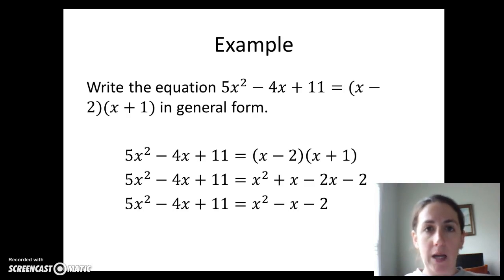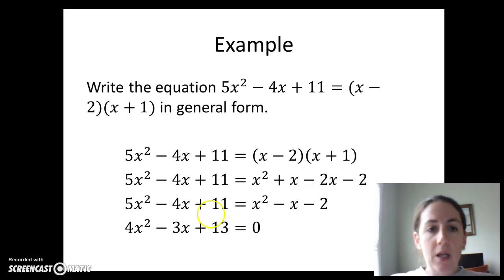But this isn't quite in general form because we need everything on one side of the equal sign. So we need to bring the x squared over by subtracting it, the negative x over by adding it, and the negative 2 over by adding it. And we get 4x squared minus 3x plus 13 equals 0. And now that is in general form. Now remember, a is the number in front of the x squared, so that would be 4. b is the number in front of the x, so that would be negative 3. And c is the number that doesn't have an x, so that would be 13.